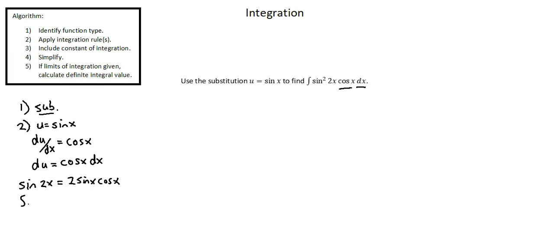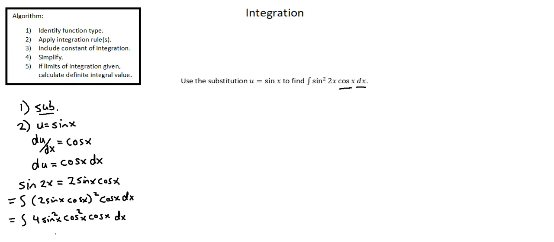Now I'll rewrite my integral before substitution. Sine 2x squared will now be 2 sine x cosine x squared times cosine x with respect to x. Then expanding the first term, the integral of 2 squared is 4, sine x squared is sine x squared, cosine x squared is cosine x squared, times cosine x with respect to x.